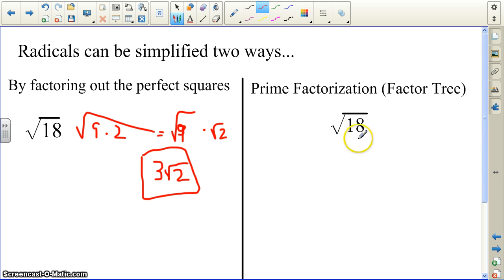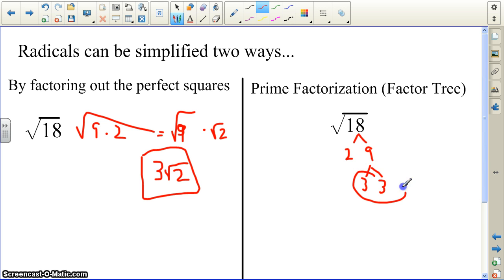All right, so let's say you want to do prime factorization, little factor tree. This is probably how you were taught in middle school. So square root of 18. I know that it's even, so 2 goes into that. It's 2 times 9, and then 9 is 3 times 3. Okay, and then I'm looking at these numbers outside here. These all need to be prime numbers. So 2, 3, 3. Okay, so they're prime.